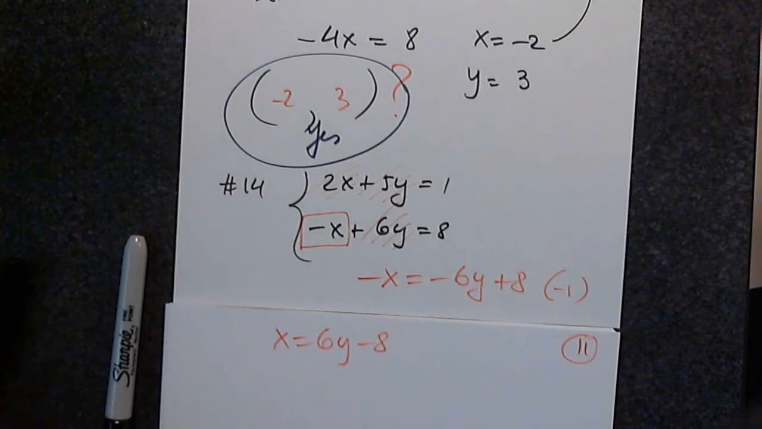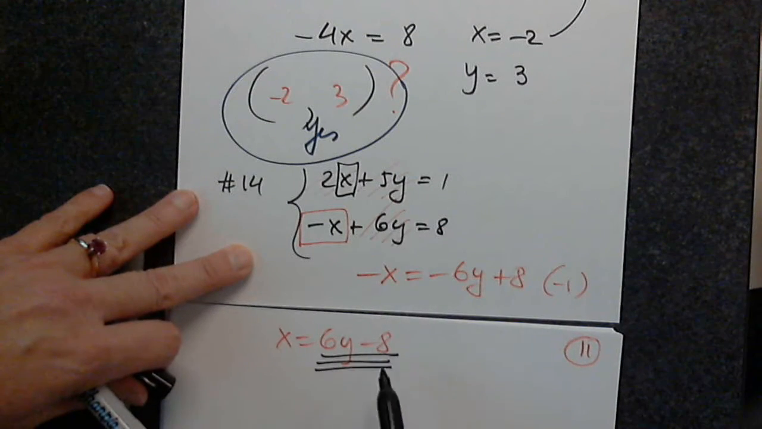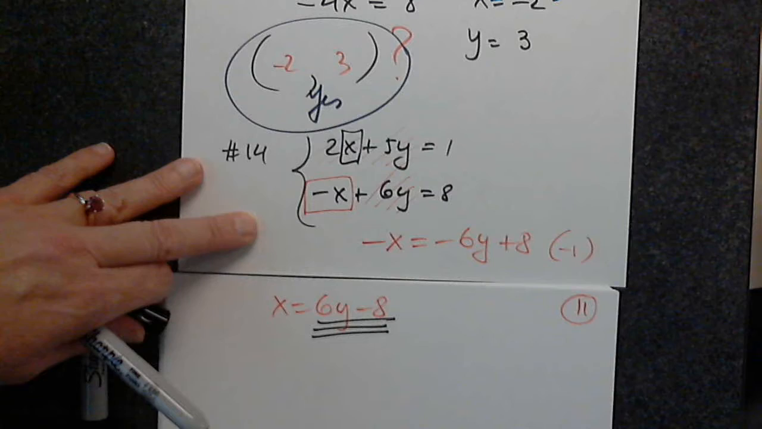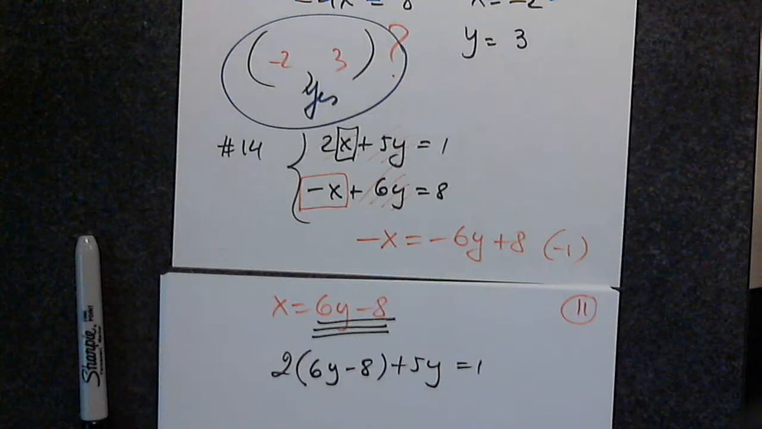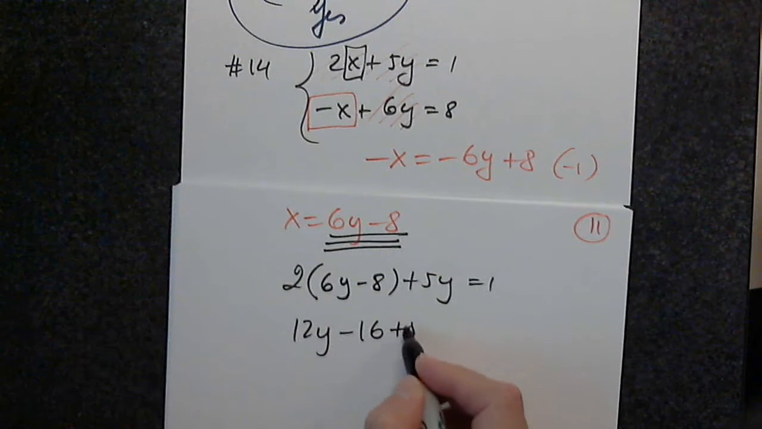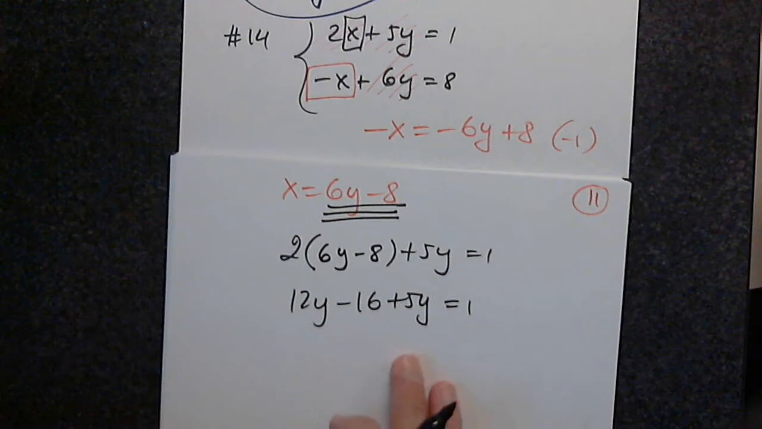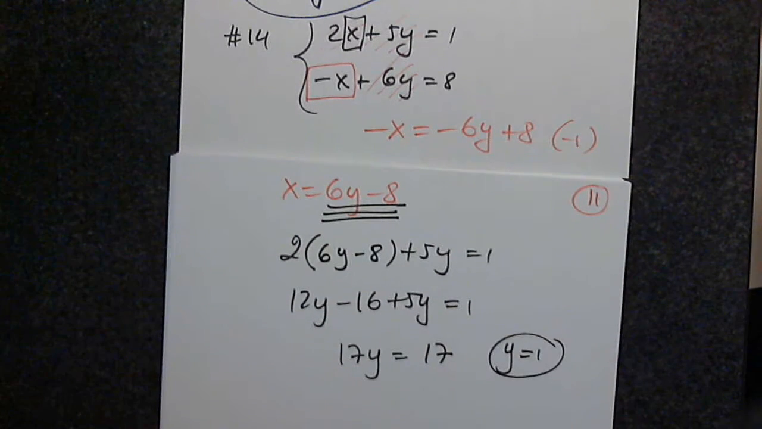This is what I go back to the first equation and replace x by 6y minus 8. So then 2 parentheses 6y minus 8 plus 5y equals 1. Again, by a simple manipulation, I was able to determine an equation with only one variable that I know how to solve. So therefore, 12y minus 16 plus 5y equals 1. This is 17y, and this is 17, and luckily y is 1.